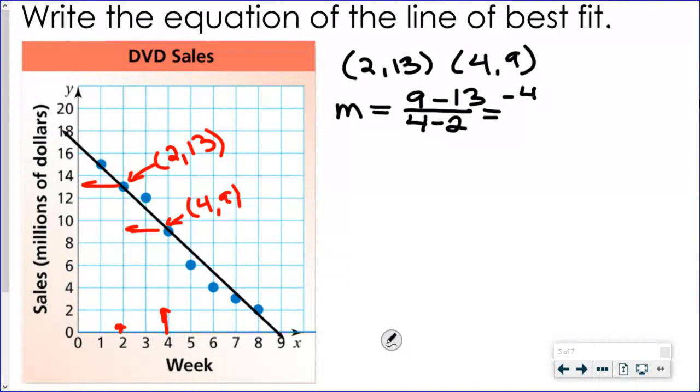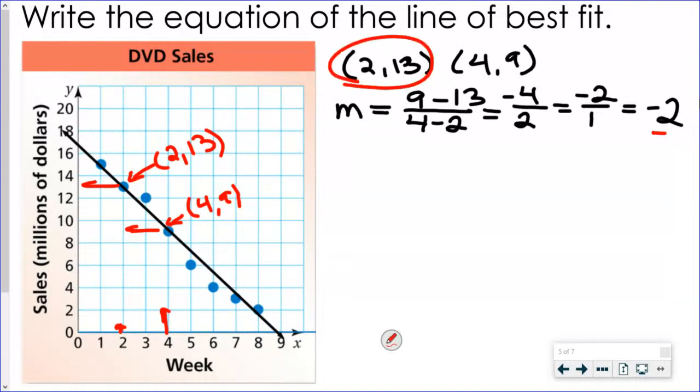So this is negative 4 over 2. That becomes negative 2 over 1, or just negative 2. And then I pick one of the points, because I can't exactly tell where that's crossing the y-axis. So I'm going to put it in point slope form. Why don't I use whichever point I want? We can use this point and this line and that slope.